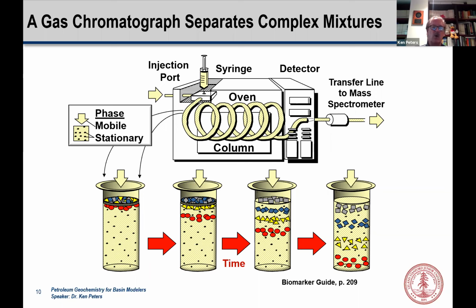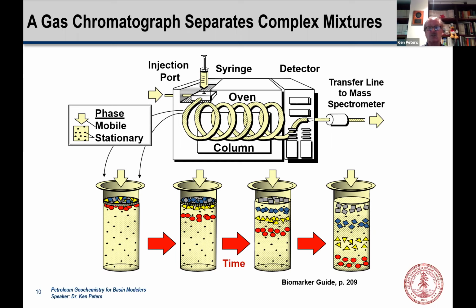You inject a sample, or a saturate fraction or an aromatic fraction, and it moves down this column, which is many, many meters long. A typical capillary column is 60 or more meters in length. And that's because we want the molecules in the material we inject to interact between the mobile and the stationary phase.